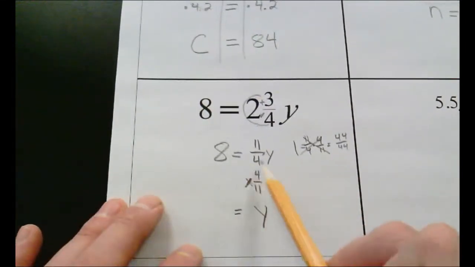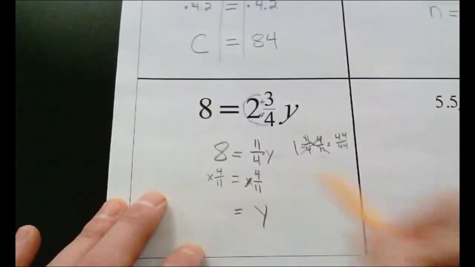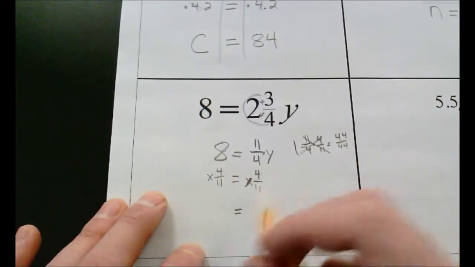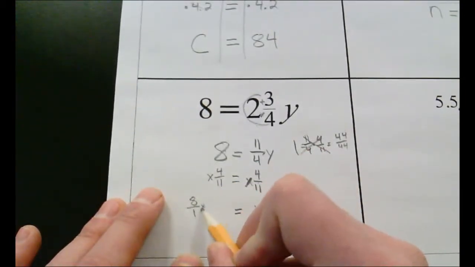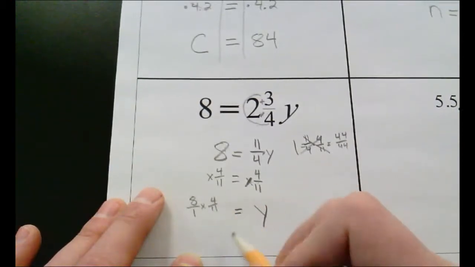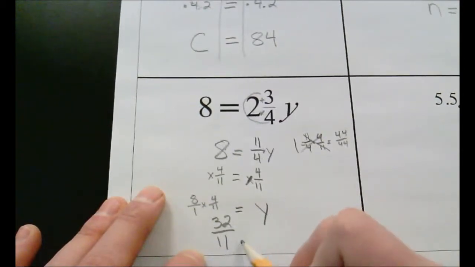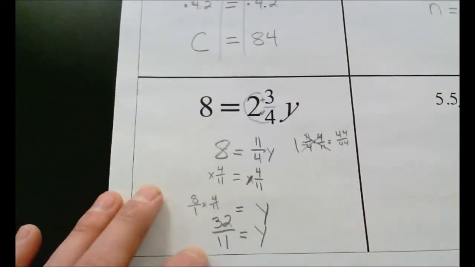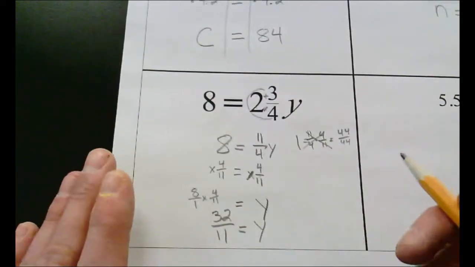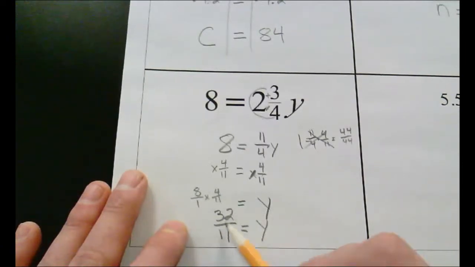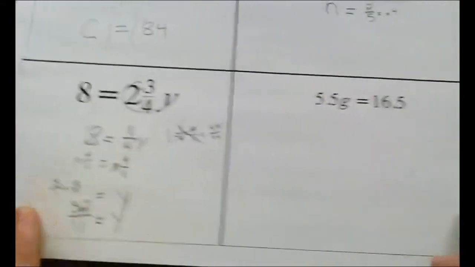Now, what I did to this side, to maintain equality, I have to do to this side. So I get 8 times 4/11. Well, if I rewrite this, it's really 8/1 times 4/11, and we would get 32/11 is equal to y. And we can definitely leave it like that because 11 is prime. We know we can't simplify it at all. Otherwise, you could just rewrite this as a mixed number. It's totally up to you. I'm just going to leave it there.